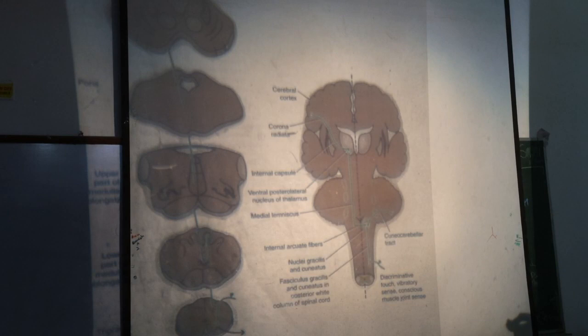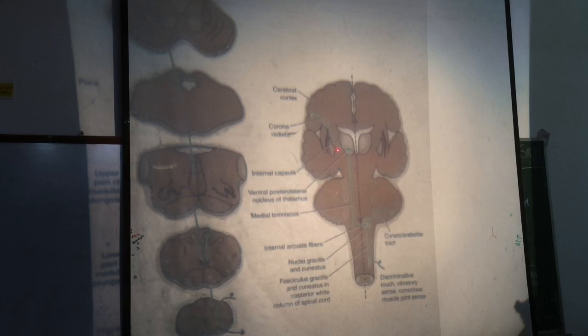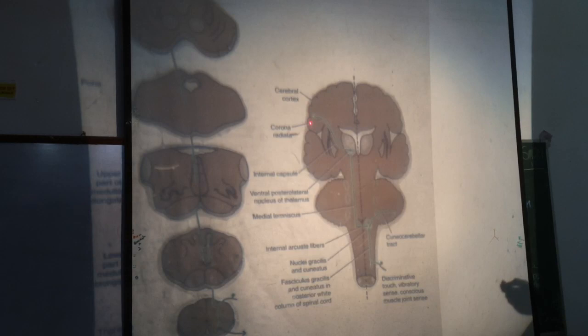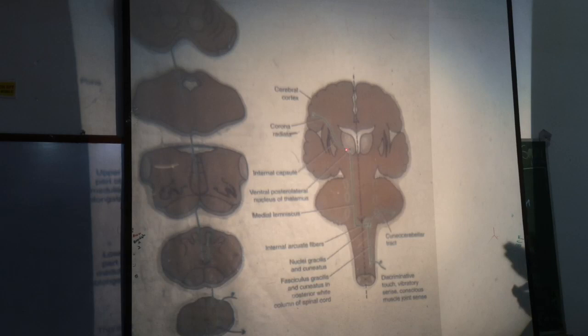So from VPL and VPM, third order nerve fibers arise, which pass through the internal capsule, the posterior limb of the internal capsule, to terminate in the somatic sensory area in the cerebral cortex. Right? So this is the pathway of the dorsal column medial lemniscal system.